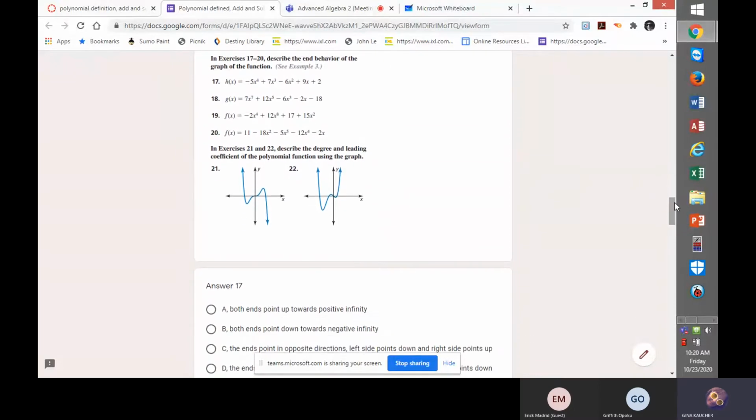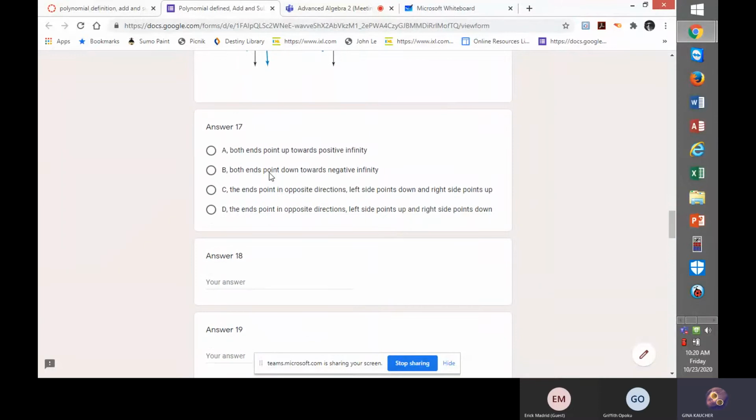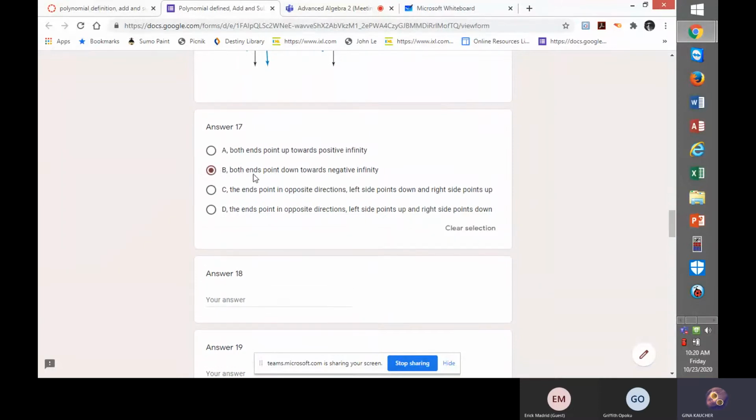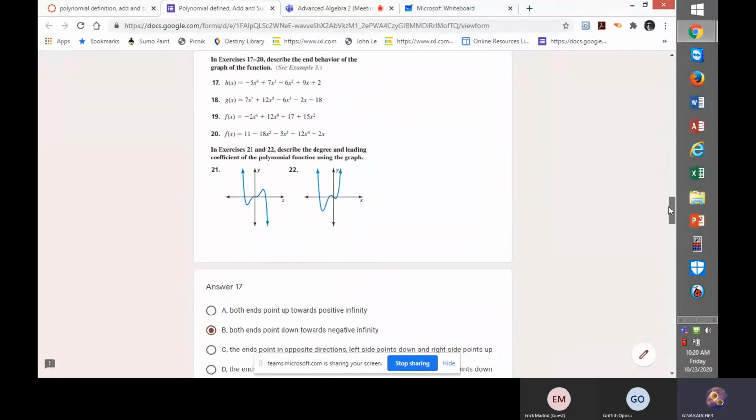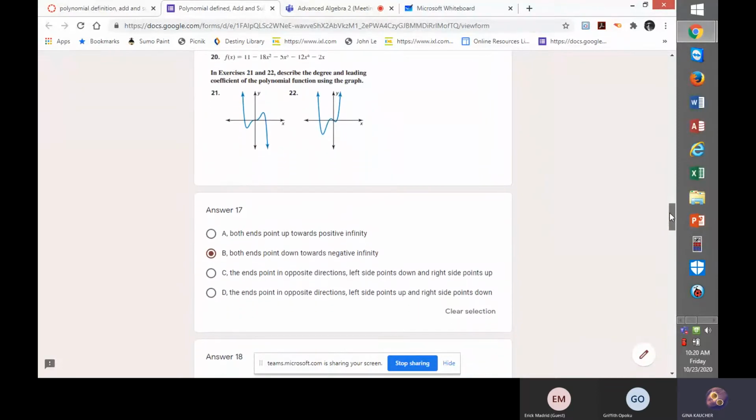In exercises 17 through 20, describe the end behavior of the graph of the function. So problem 17, you have negative 5x to the 4th. That's all we need to look at for the end behavior. We have an even degree, but our coefficient is negative, so they will both be pointing down. So here I gave you some choices. B, both ends point downward. We want to choose B. And then you can do 18, 19, and 20. Just put the letter from 17. You don't have to write the whole thing.